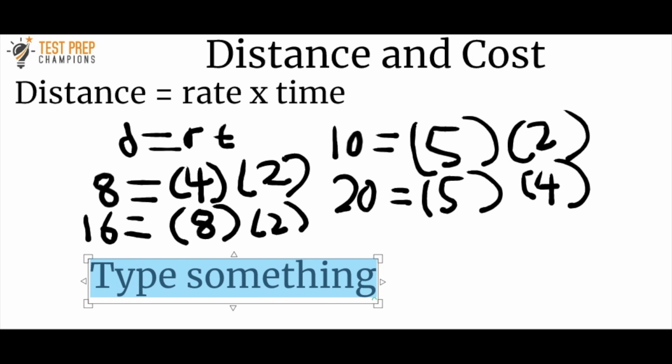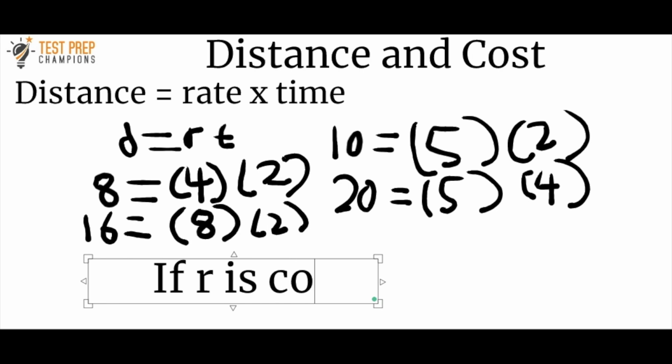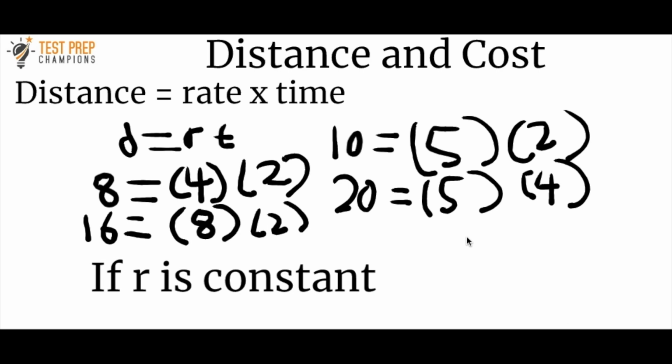So if r is constant, then distance is directly proportional to the time. When the rate is constant, the distance and the time are directly proportional. And what does that mean? Well, if the rate is unchanged, if you double the distance, it also doubles the time, and vice versa. If you divide the distance by 3, you also have to divide the time by 3, and if you divide the time by 3, you'd have to divide the distance by 3. So if r is constant, d and t are directly proportional.